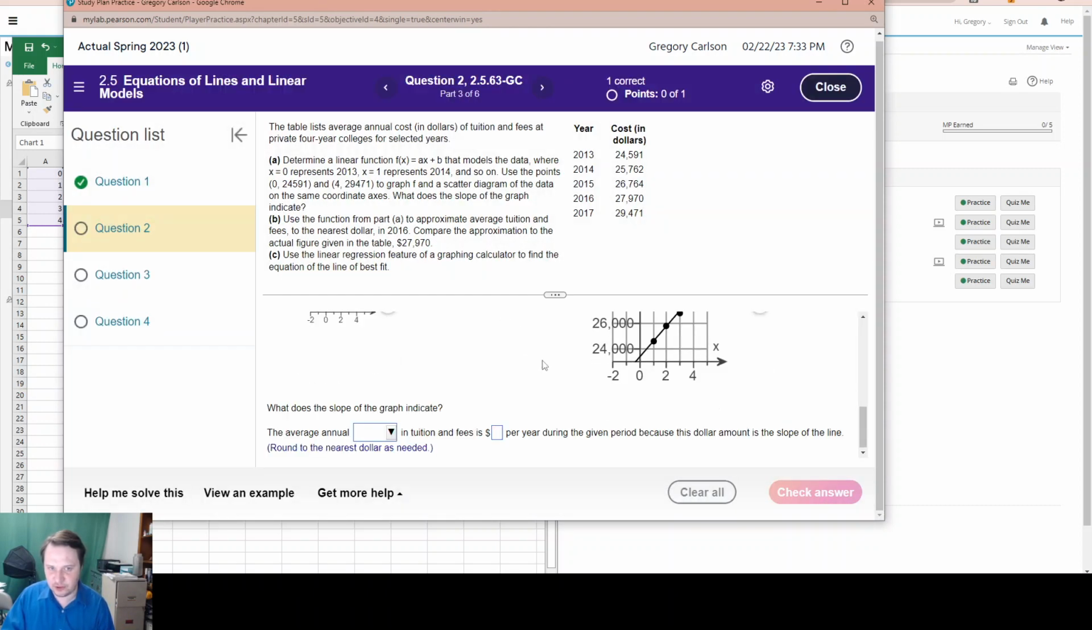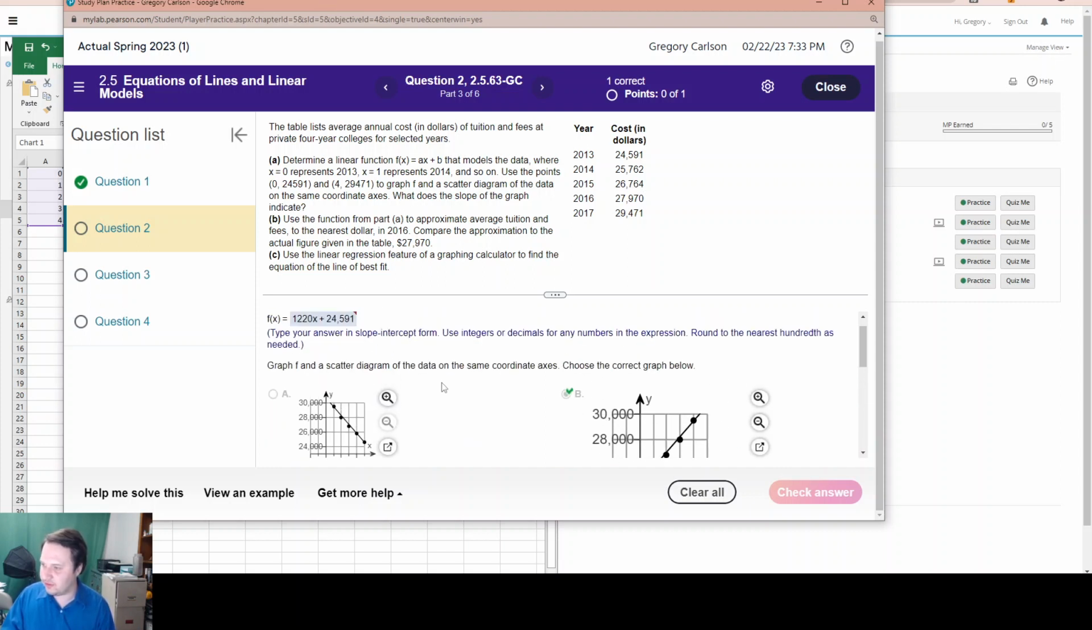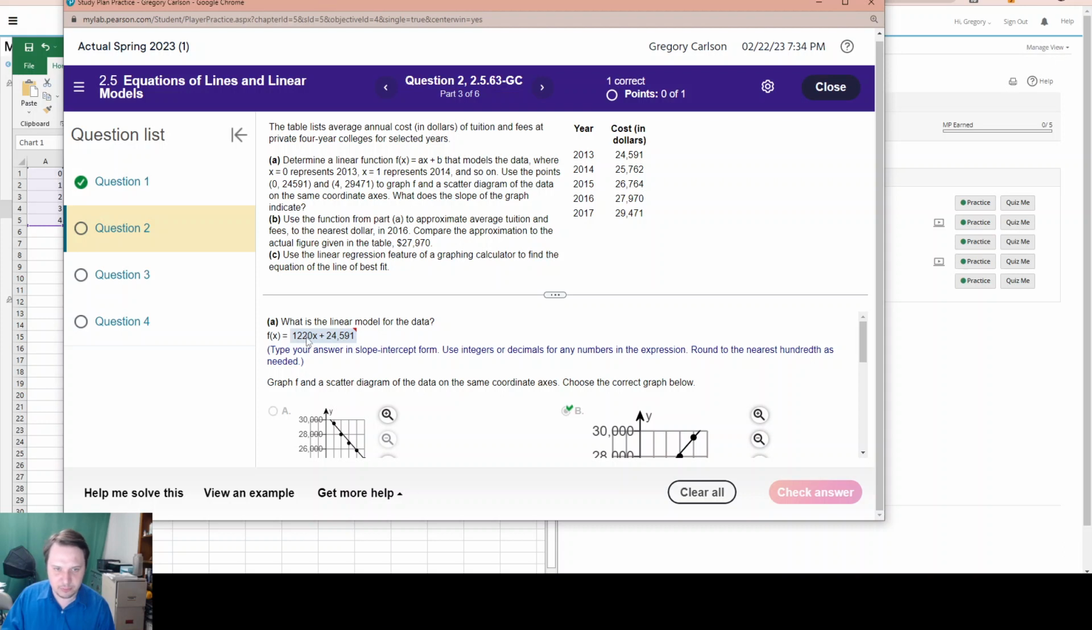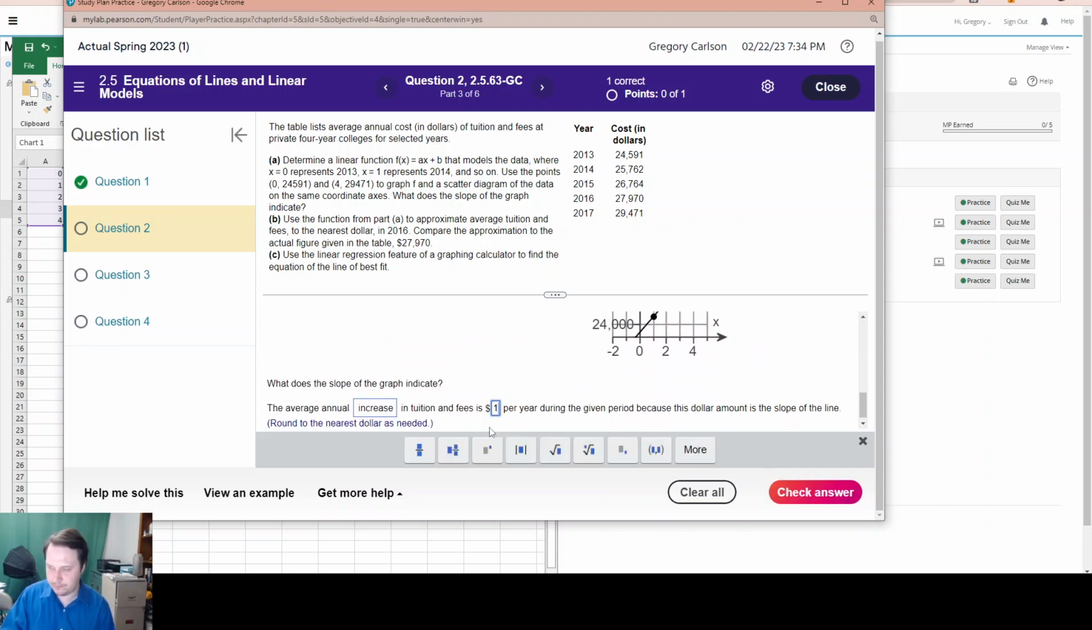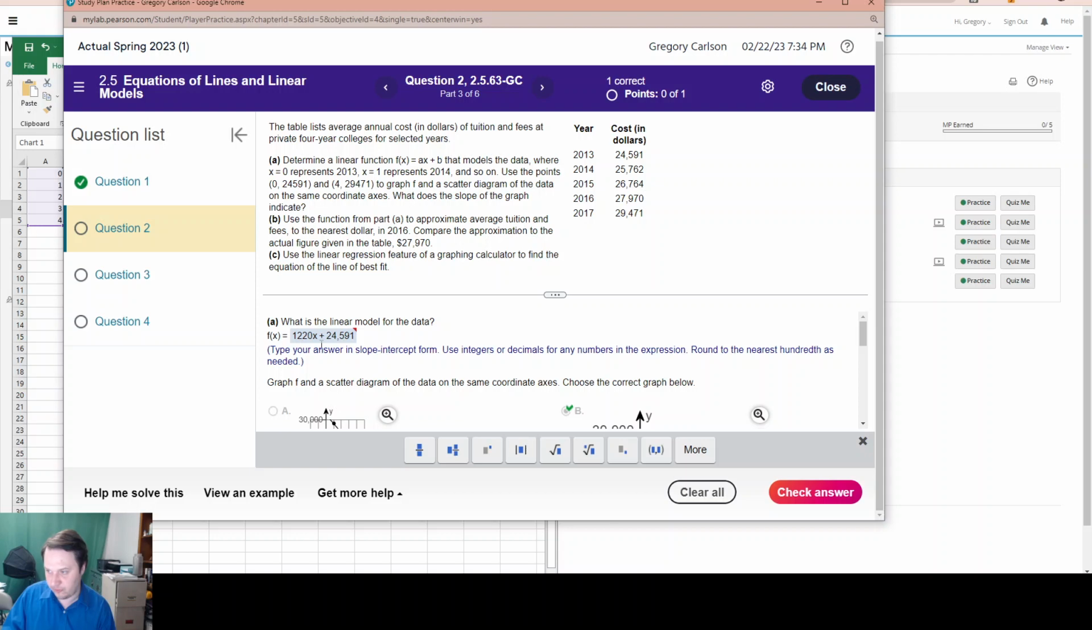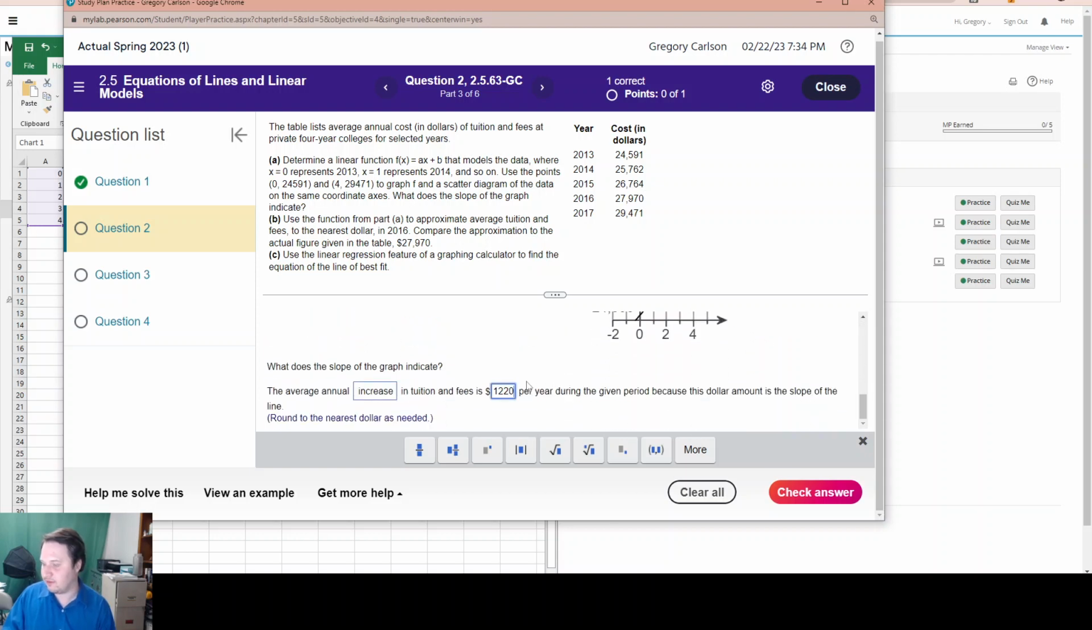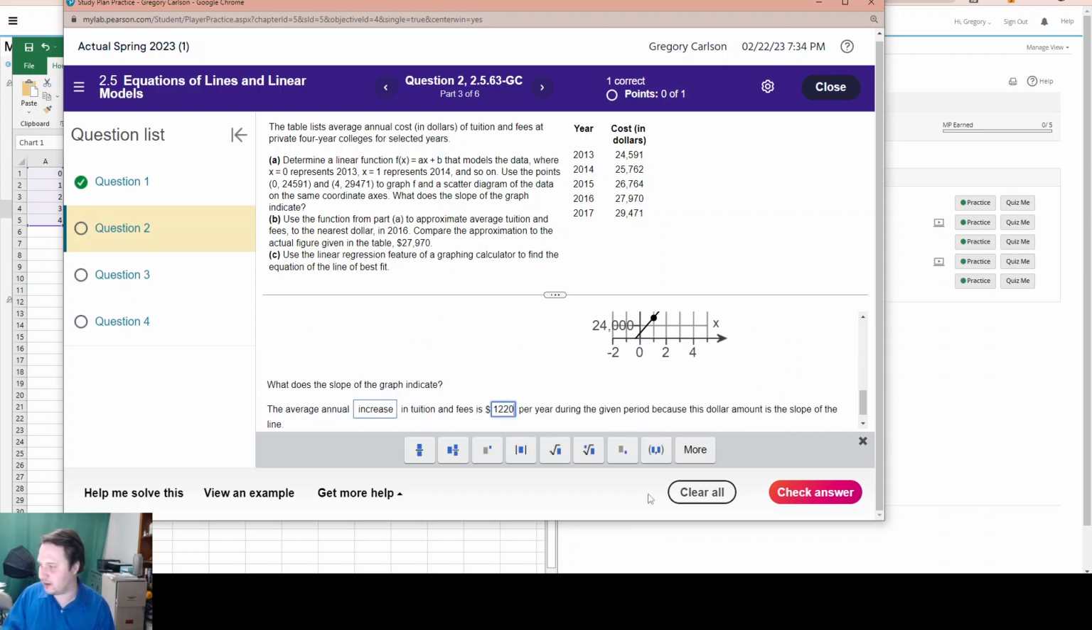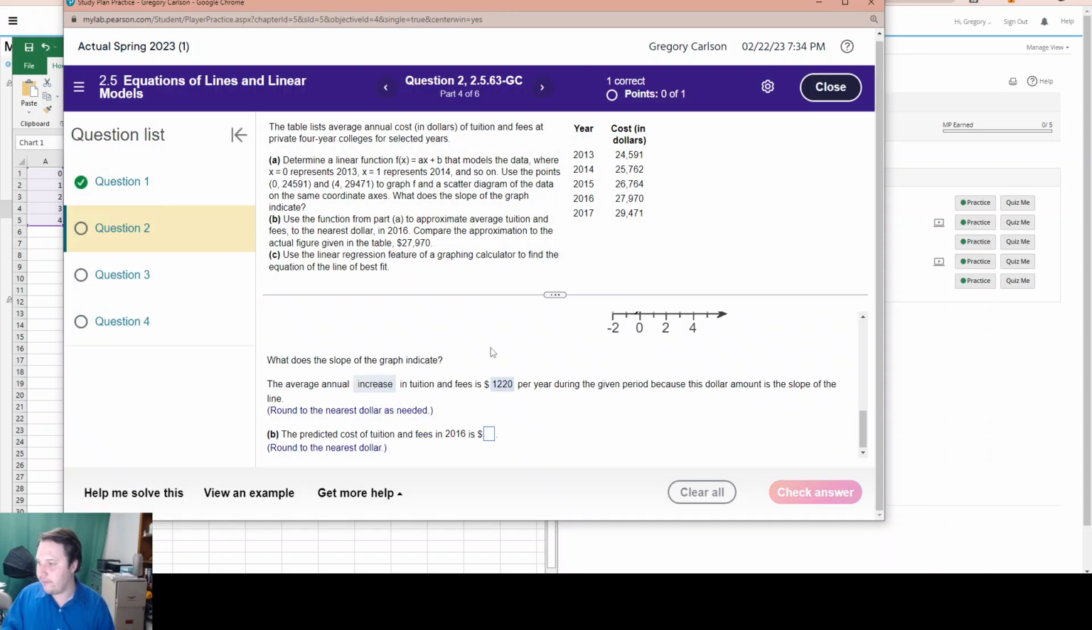And so it says nice work. And what does the slope indicate? Because the slope is going up, it means that tuition and fees are increasing. And the amount that they're increasing is equal to the slope of the line. So I'm just going to put 1220 here because that's the slope from part A. So a positive slope means it's increasing, a negative slope means it's decreasing.